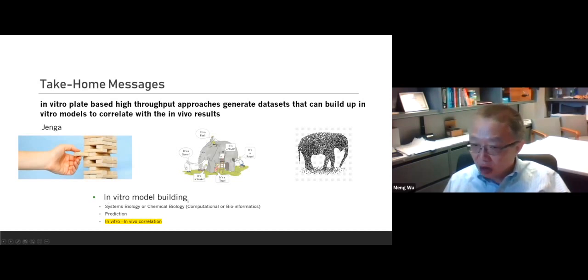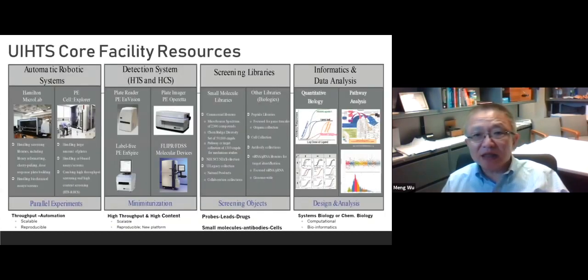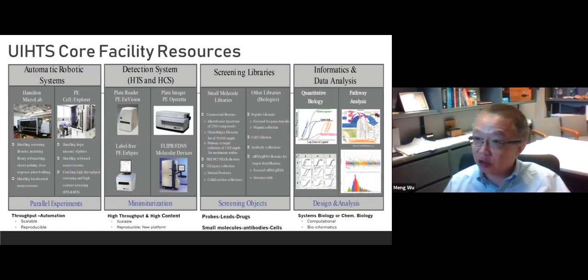That's exactly what we can use the in vitro plate-based model system to do. It builds in vitro models with a systematic, unbiased approach. It can also generate predictions and consequently give in vitro, in vivo correlation, so that when you do in vivo research you have a more focused approach rather than going directly into clinical trials, which are super expensive. So this is the resource we have. We have automation, which we can discuss later. If you want to know the details, I can share the slides with you. This is just an overview.